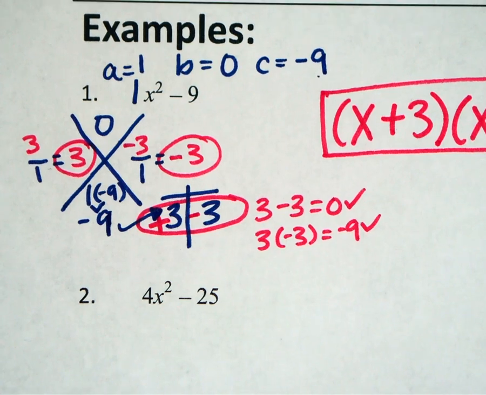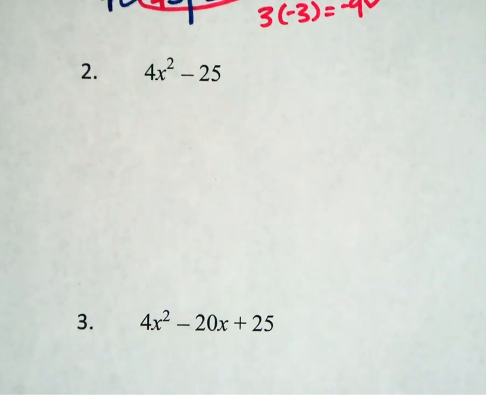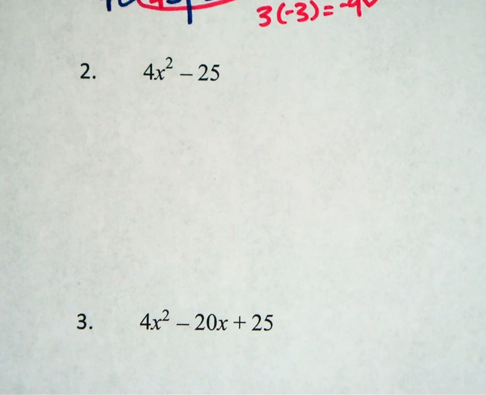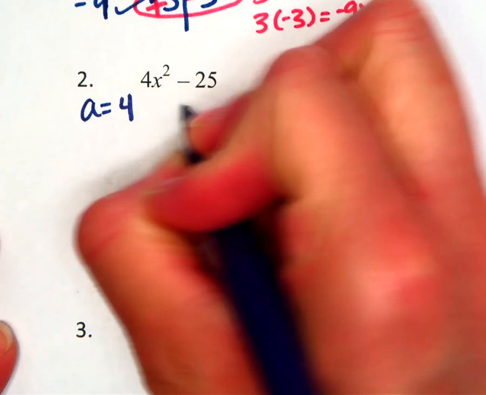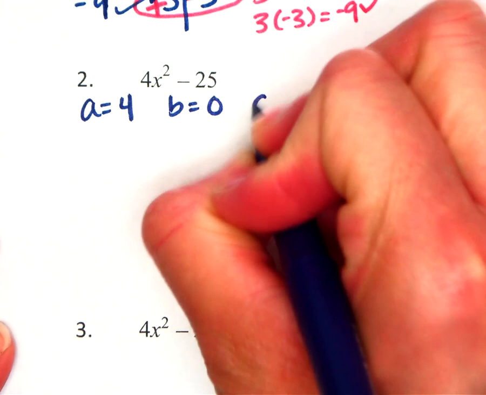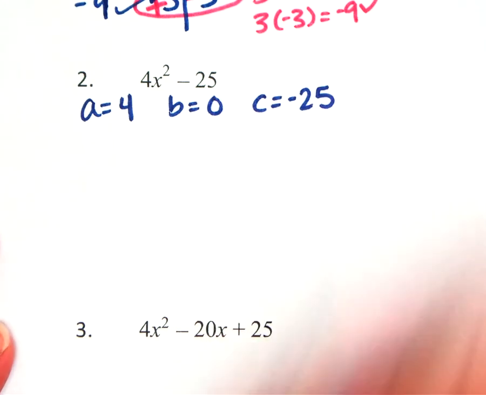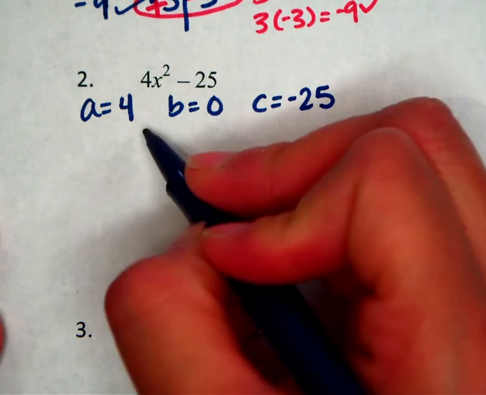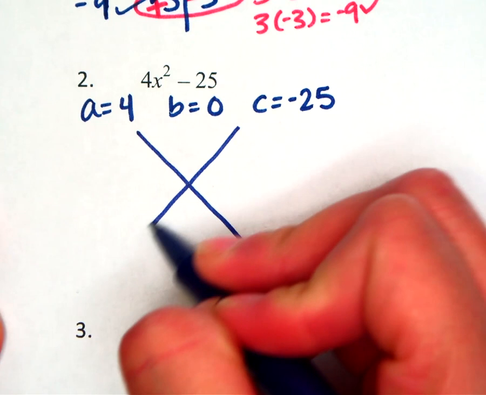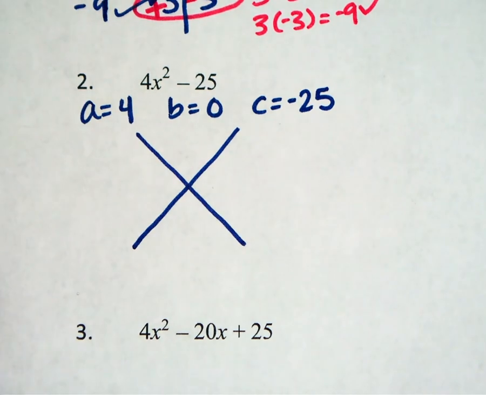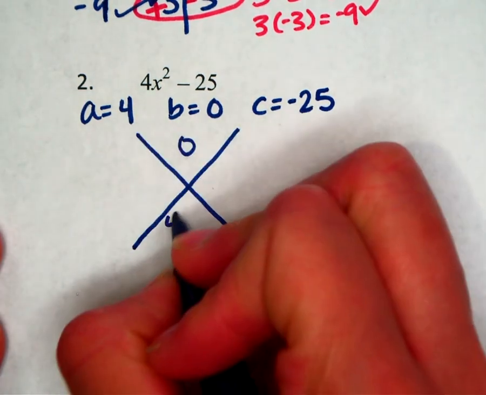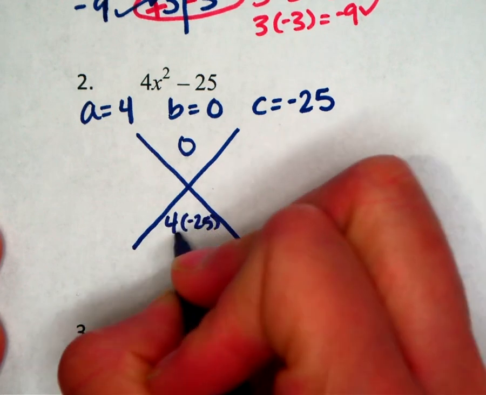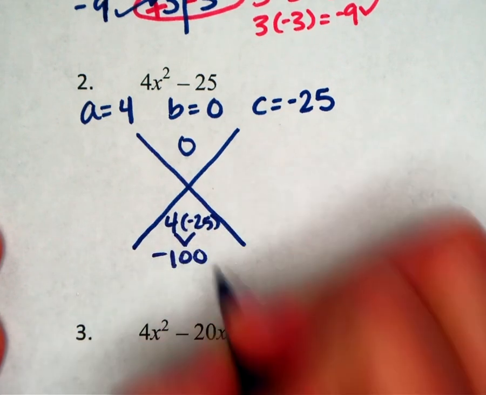Let's try another example. Example number 2. So if you look at this, you have 4x squared minus 25. Again, the middle term b is 0. So a is 4, b is 0, and c is -25. If you do use your x method, it works. You just have to write it out. So b goes at the top, it's 0. A times c goes at the bottom. 4 times -25 goes at the bottom, which is going to be a -100.